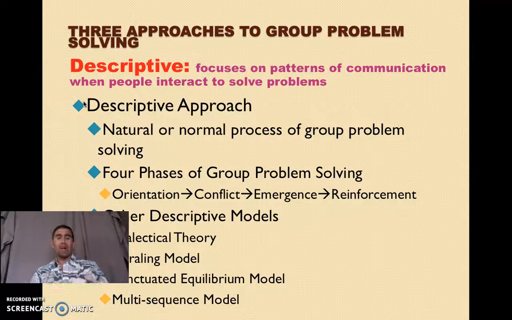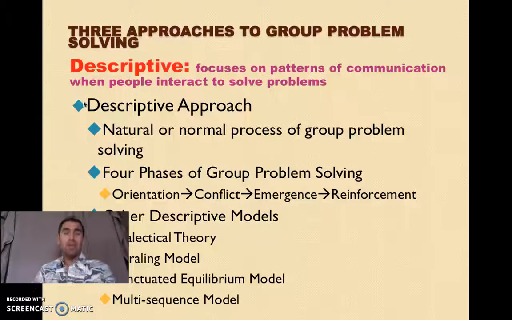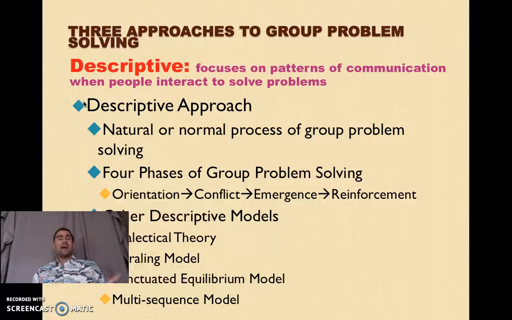Okay, so moving on. The 3 approaches to group problem-solving. Descriptive focuses on the pattern of communication when people interact to solve a problem. So, the best thing to do is interact in order to solve that problem. Descriptive approach is the natural or normal process of group problem solving. 4 phases of group problem solving: orientation, conflict, emergence, and reinforcement. Other descriptive models are the dialectical theory, spiraling model, punctuated equilibrium model, and also the multi-sequence model.